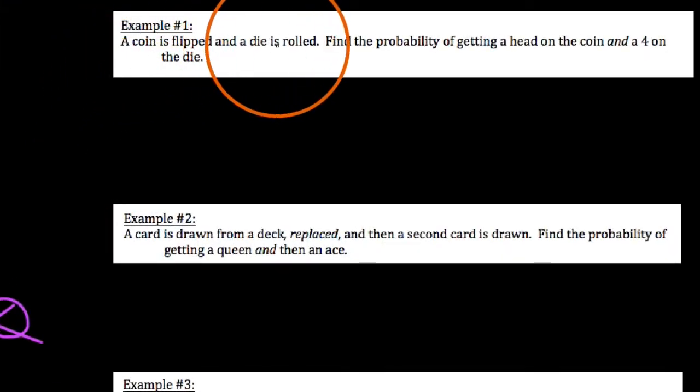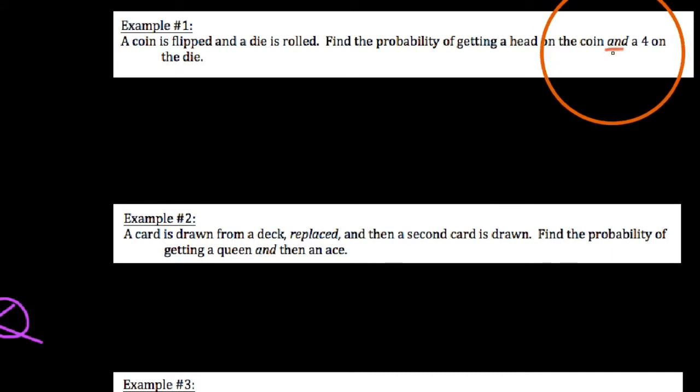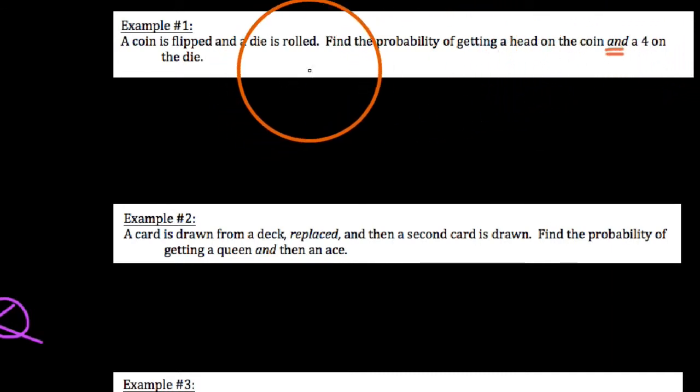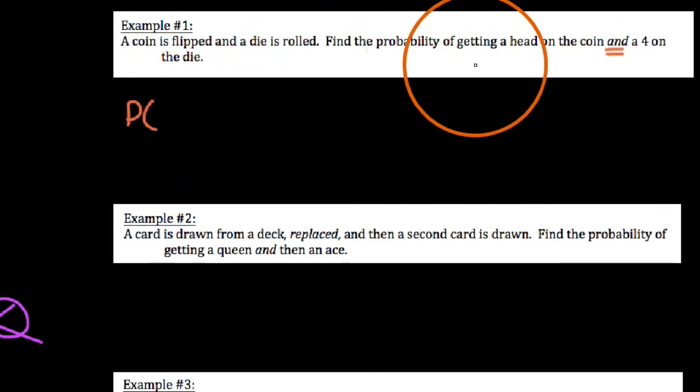But let's say a coin is flipped and a die is rolled. And it says, let's find the probability of getting a head on the coin and a 4 on the die. And I don't know if you noticed this here, but I put this "and" in italics for a reason, because we're indicating something that happened in sequence. So if you want to know what probability you're finding, you should always write that first. Read the last sentence. Usually it's right there.